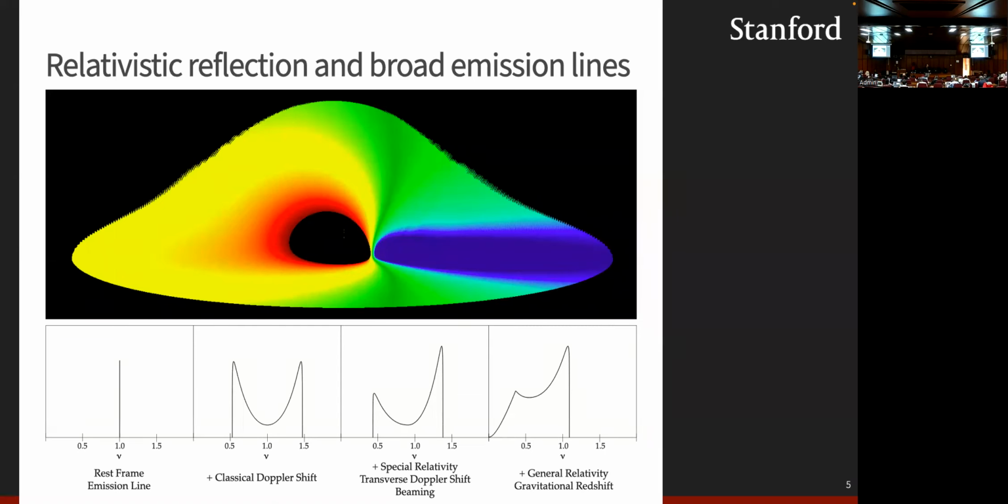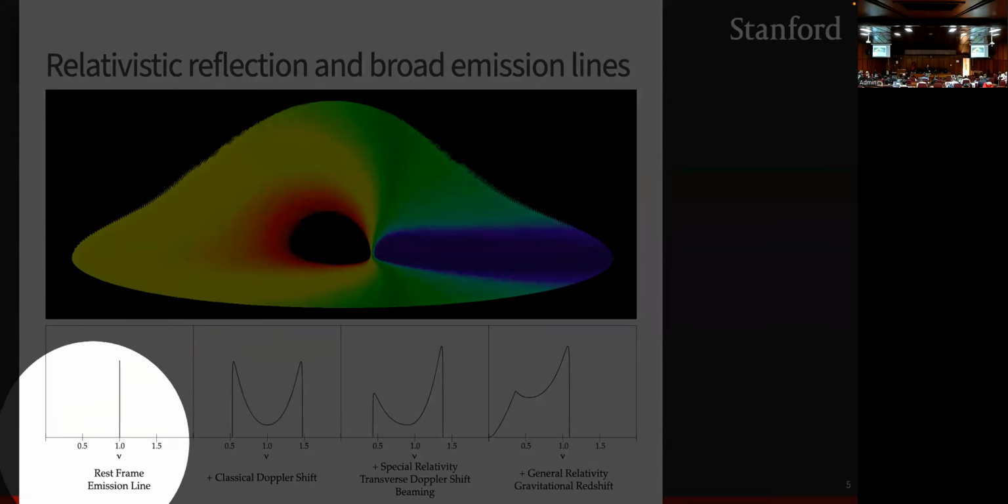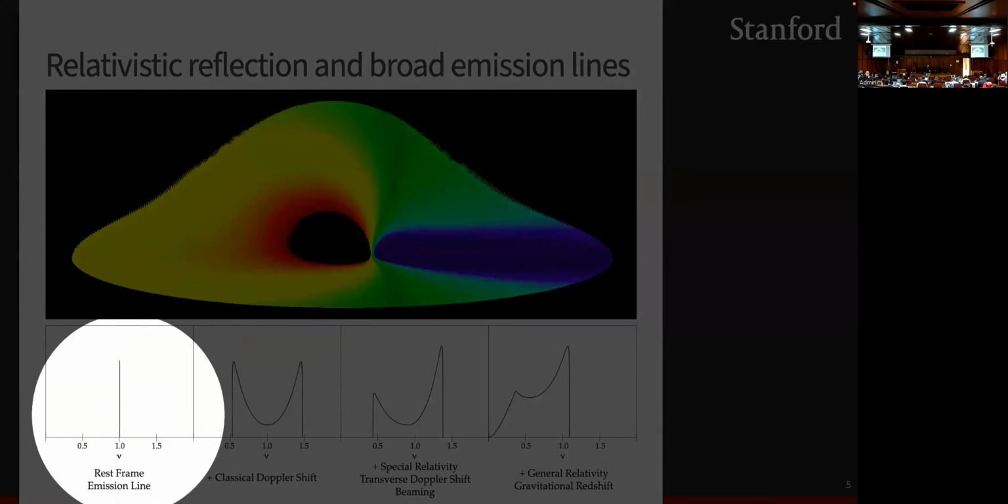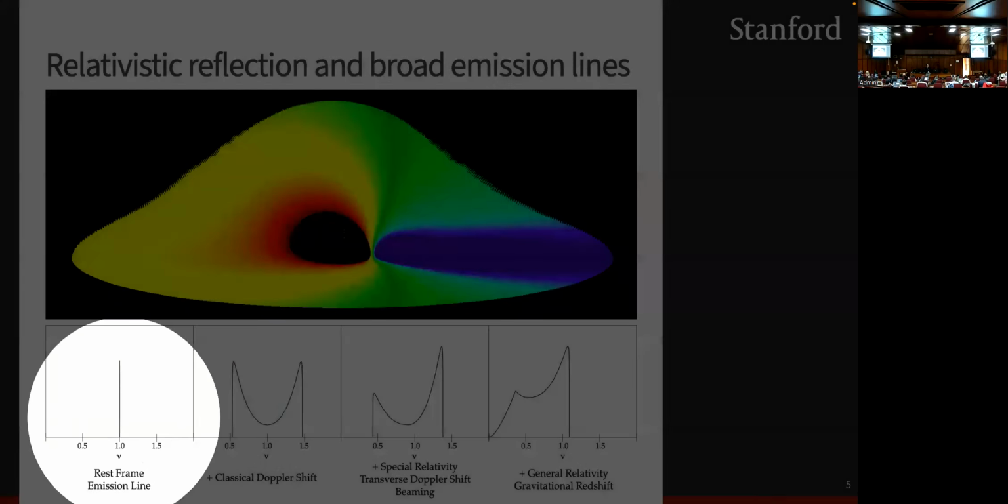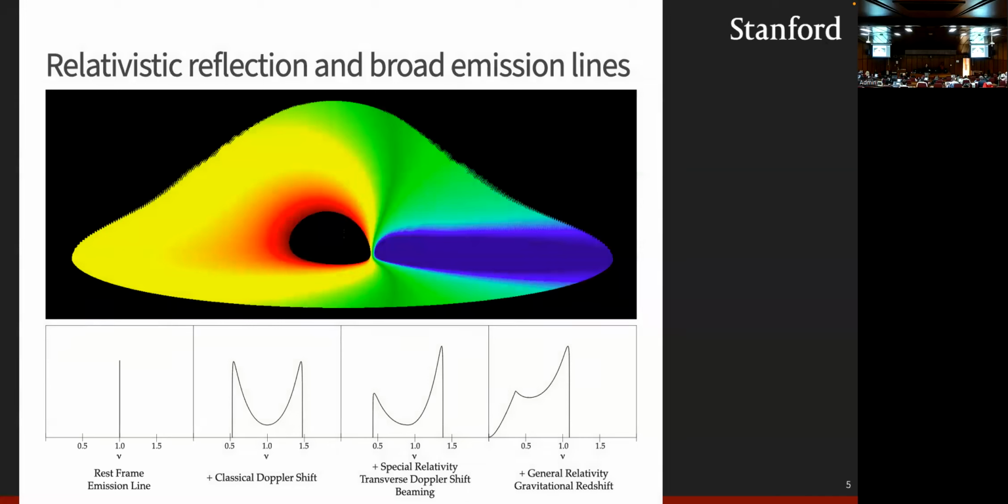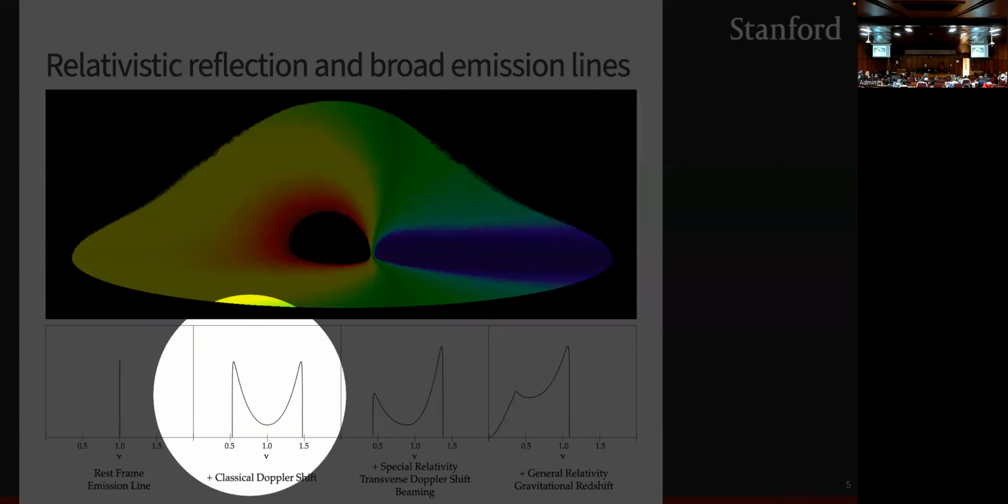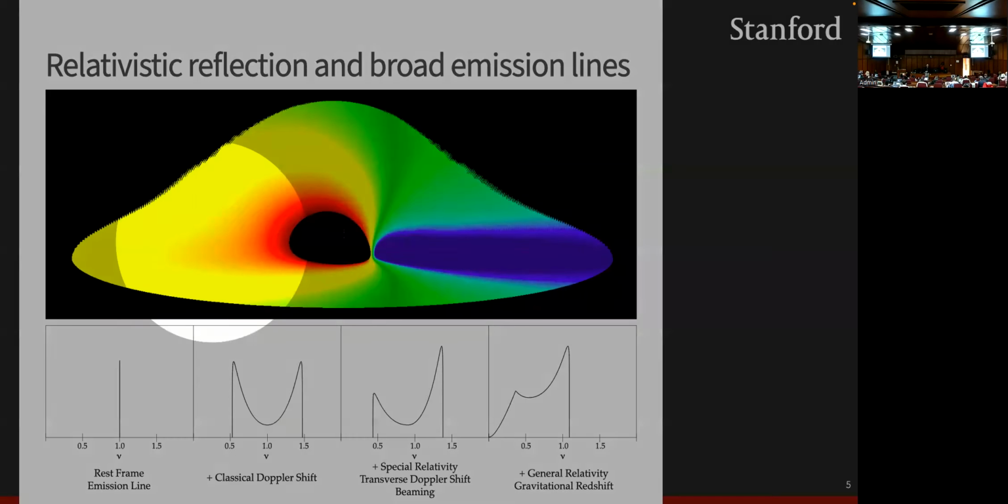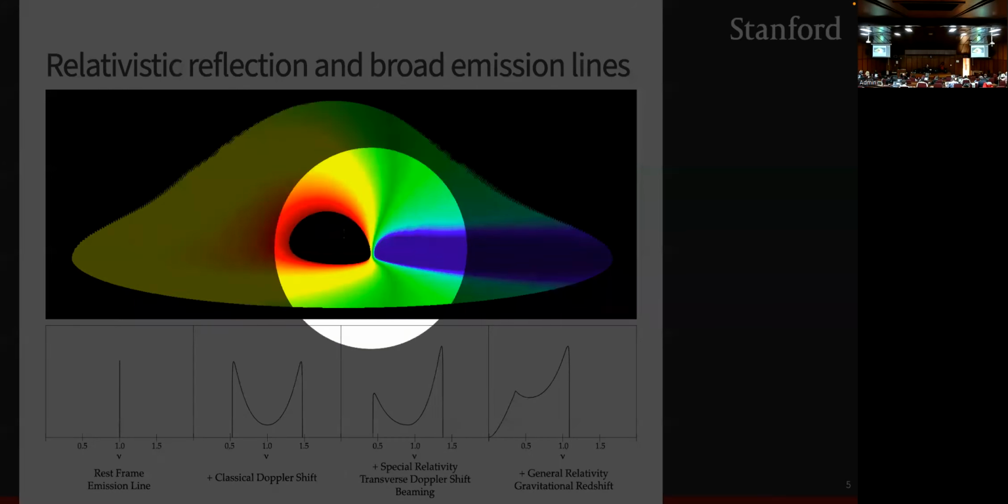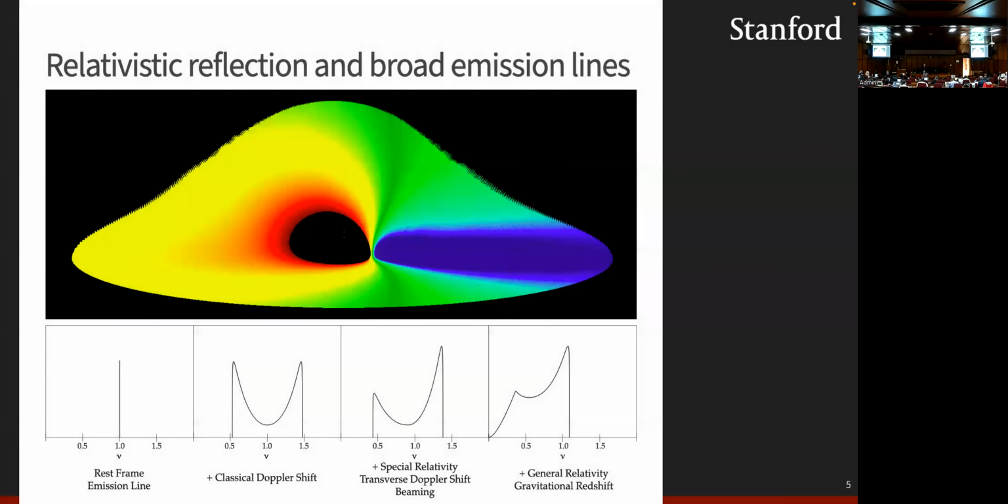So what starts as a narrow line at 6.4 keV, so here 1.0 means this is the ratio of the energy we observe to the energy that the line was emitted. This line gets split into this double peaked profile. We have a red shifted side from the side of the disk that's moving away from us, a blue shifted side from the disk that's moving towards us, and then the bit of the disk that's moving transverse to our line of sight. In classical physics, we don't expect there to be a Doppler shift there.